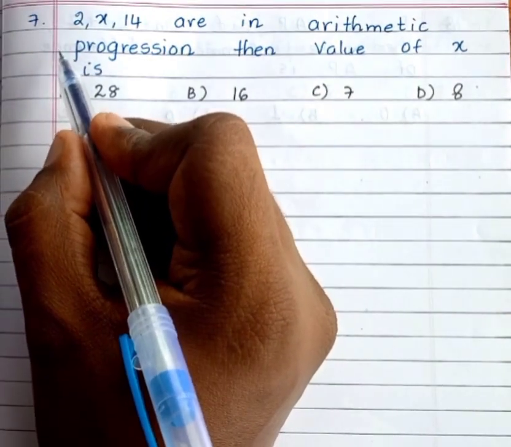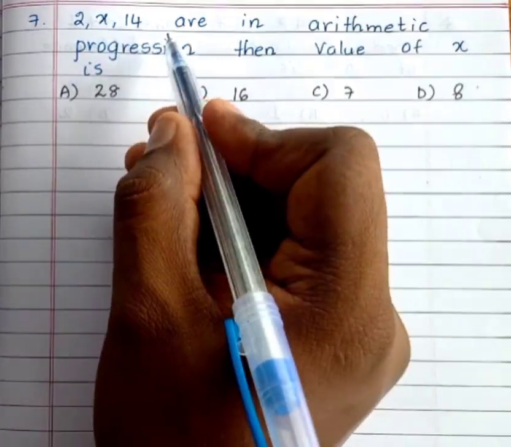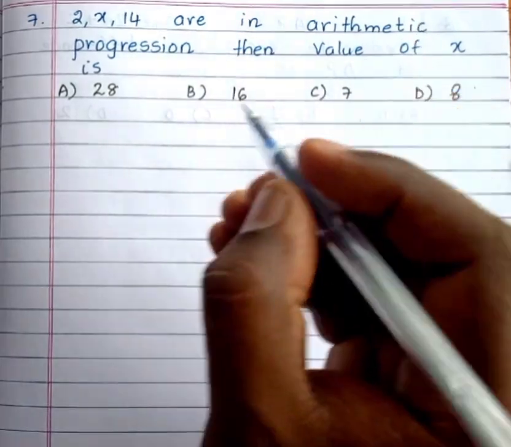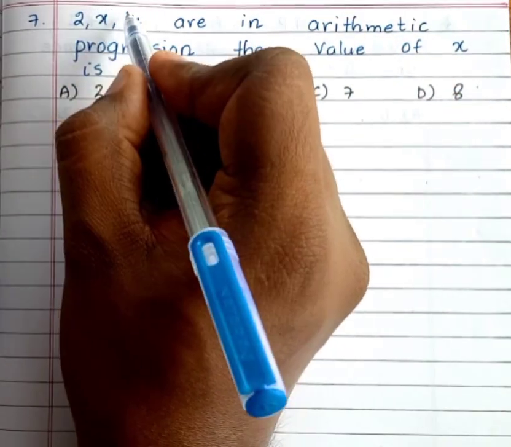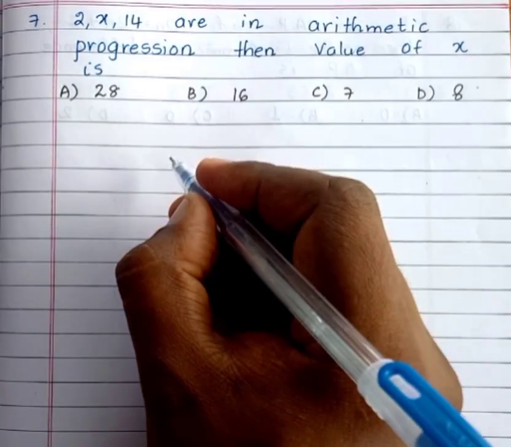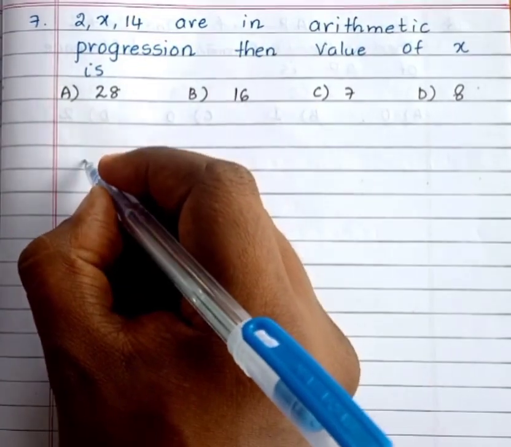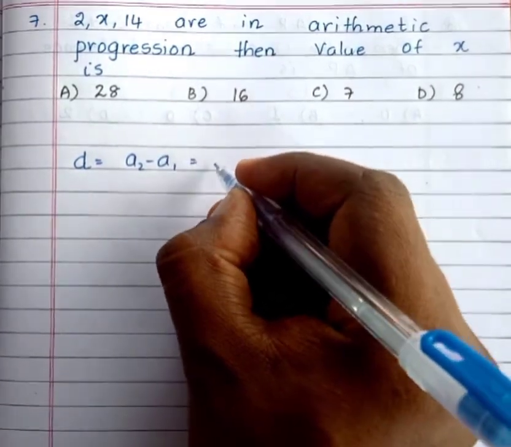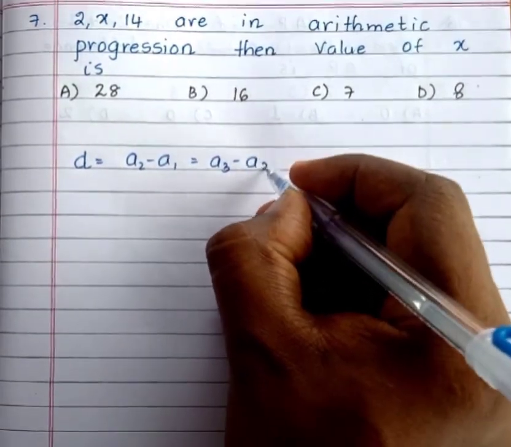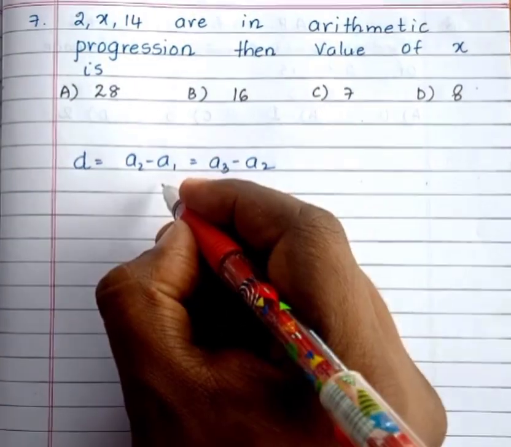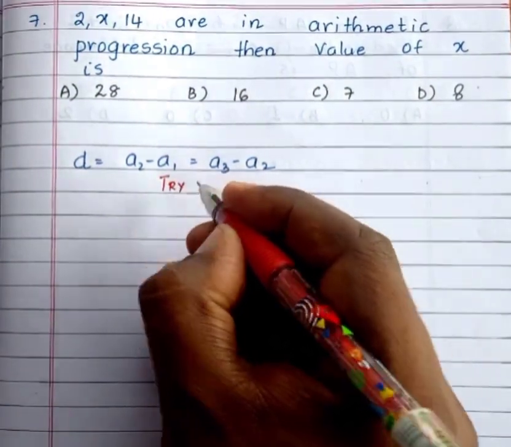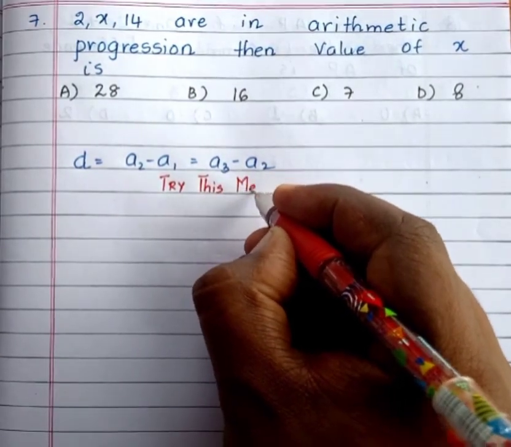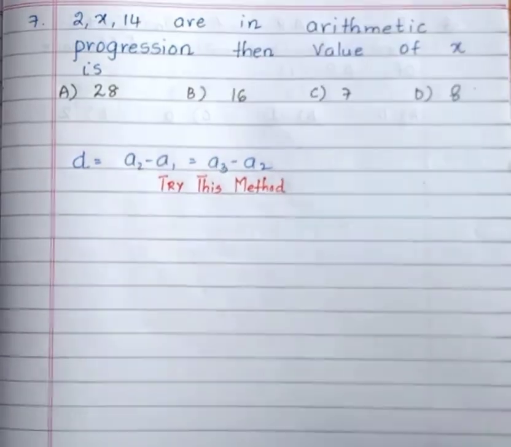Question number 7. If 2, x, 14 are in arithmetic progression, then value of x is. Students, the middle term x is the average of preceding and succeeding term. We can use the concept of common difference, that is d equals a2 minus a1 and which is equal to a3 minus a2. Consider a1 as 2, a2 as x and a3 as 14. Using this common difference concept, try to find out the value of x.